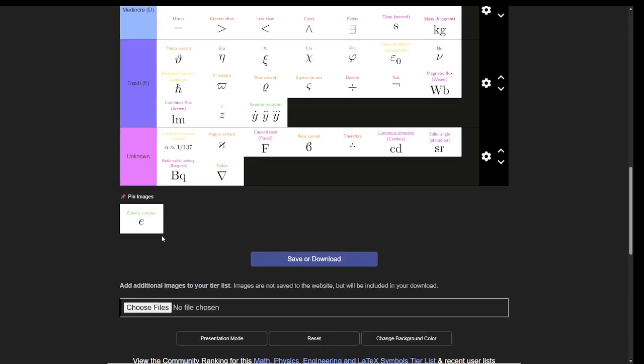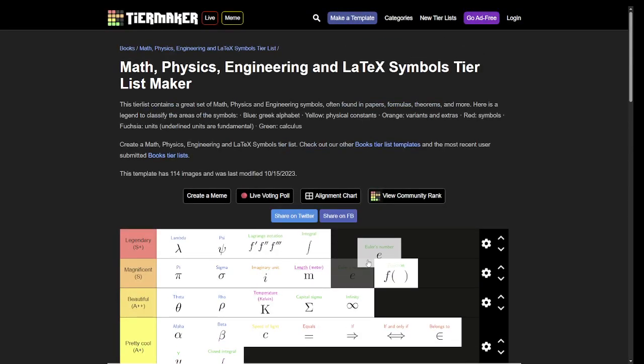And finally, Euler's number. Oh boy. This is the GOAT. This is the GOAT. Euler's number. S tier. I love my boy Euler, guys. He's the GOAT mathematician. So how dare I not put Euler's number at the very top of the list?